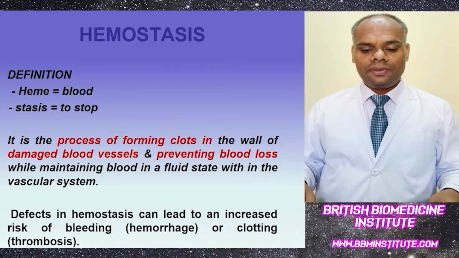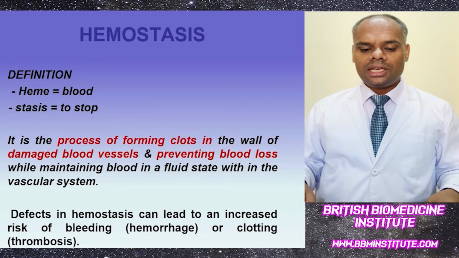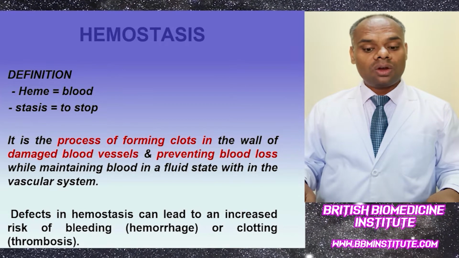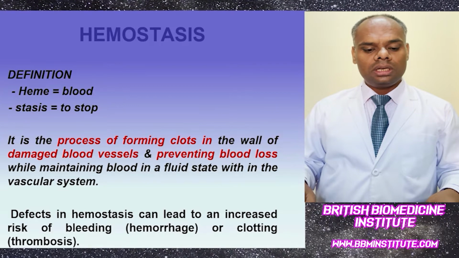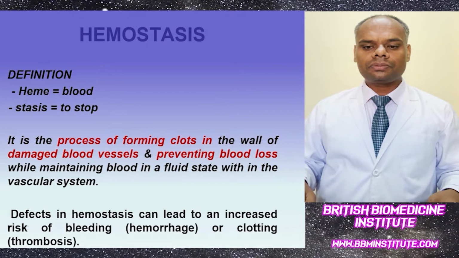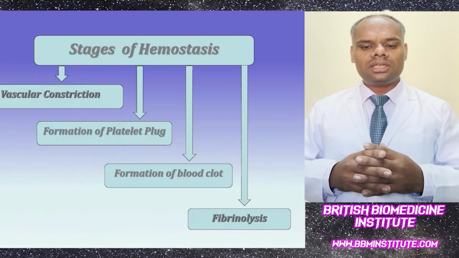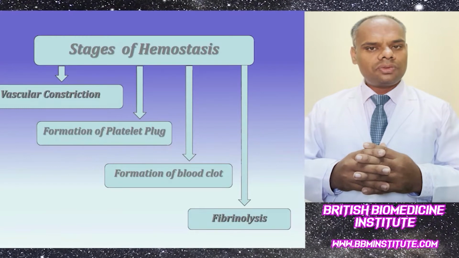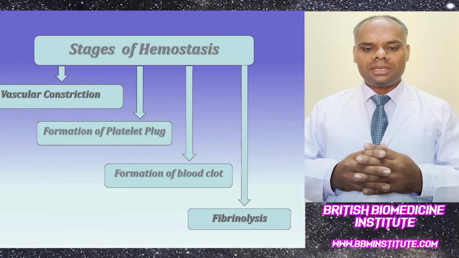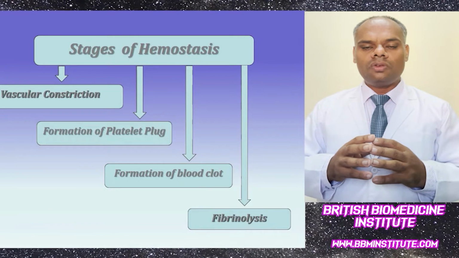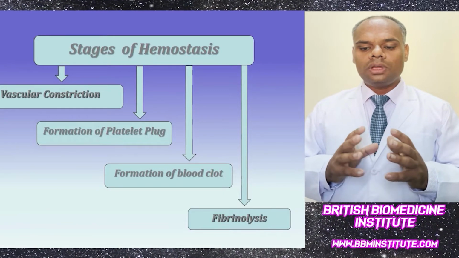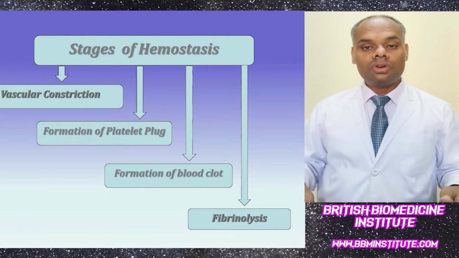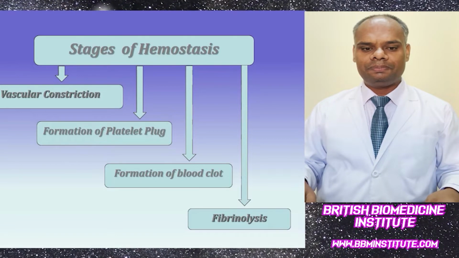If there is a defect in hemostasis, that can lead to an increased risk of bleeding, such as hemorrhage, or clotting, like thrombosis. So there are basically four stages of hemostasis. First is vascular constriction. Second is formation of a platelet plug. Third is formation of a blood clot, and fourth is fibrinolysis.